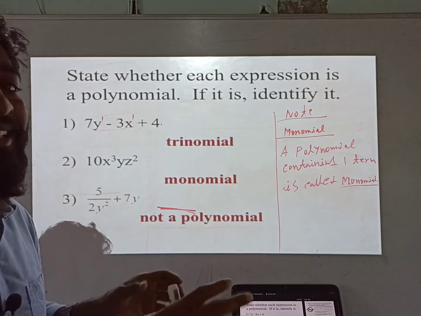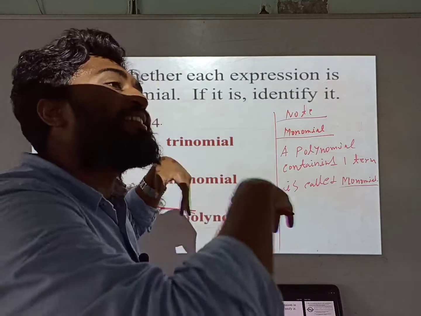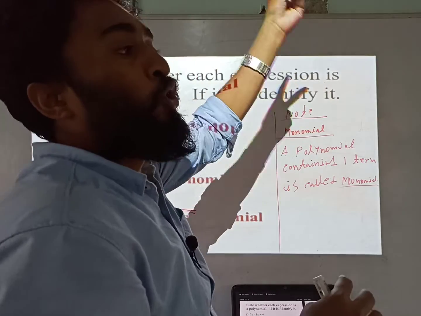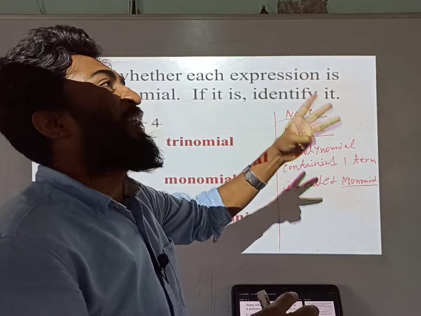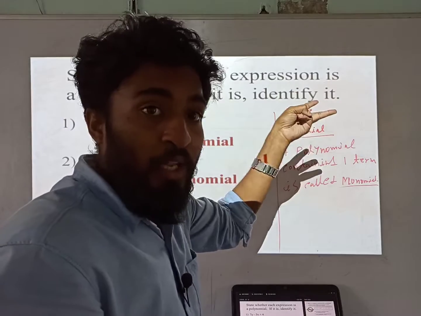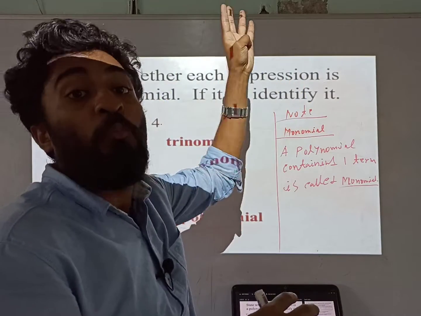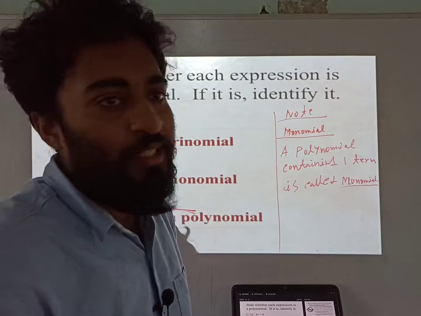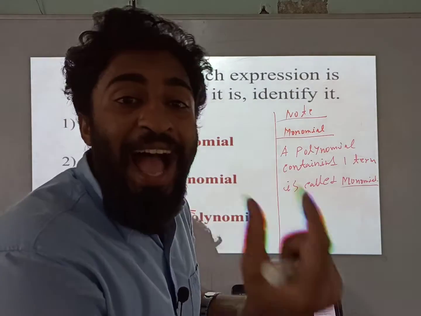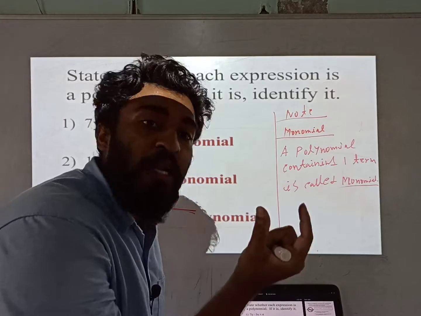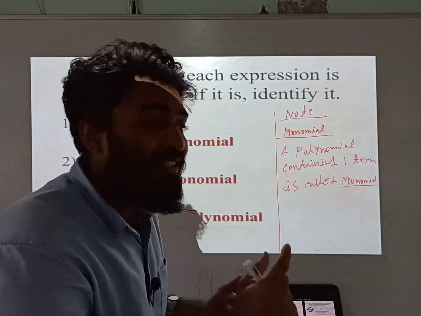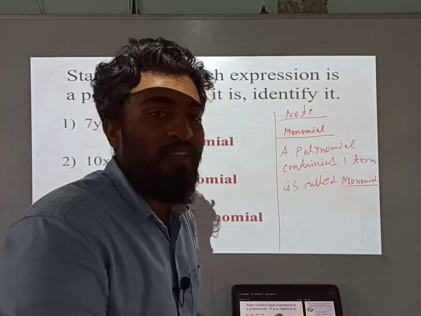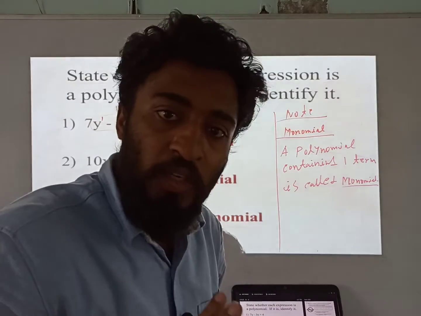Okay, that is not related to degree. Degree is something else. Degree is the maximum power of the variable. If the maximum power of x is 2 we say quadratic, if 3 we say cubic polynomial, if 4 we say biquadratic, and if 1 we say linear. But when we have only one term in any polynomial, that is called a monomial. A polynomial containing one term is called a monomial. You need to remember all these definitions. Okay, students?